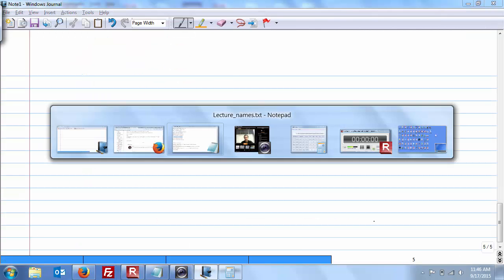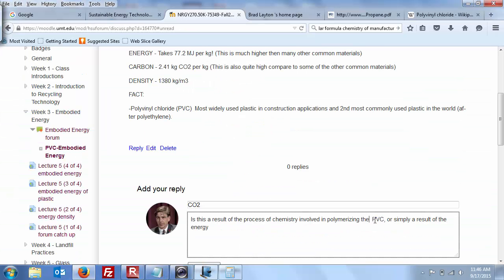And basically what we're looking at is polymerizing, let's just say the PVC monomer into the PVC polymer. And we saw that, or is it simply a result of the energy used in manufacturing and the associated carbon dioxide from fossil fuel combustion.